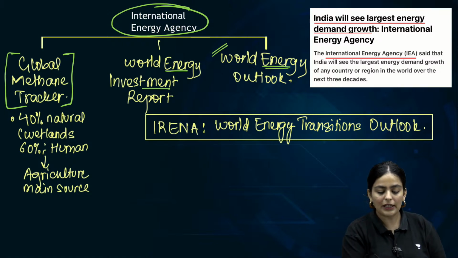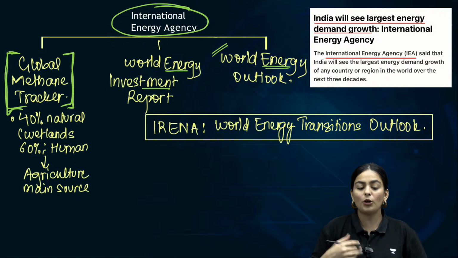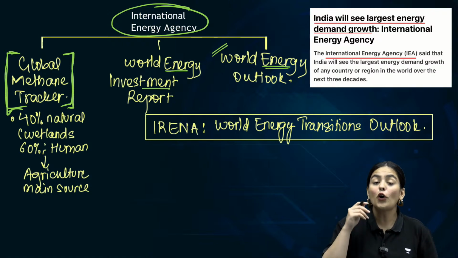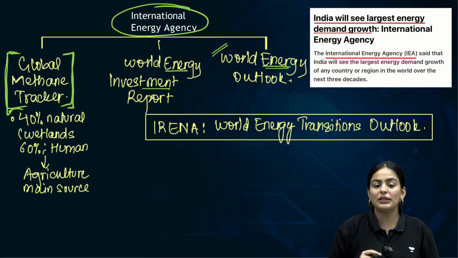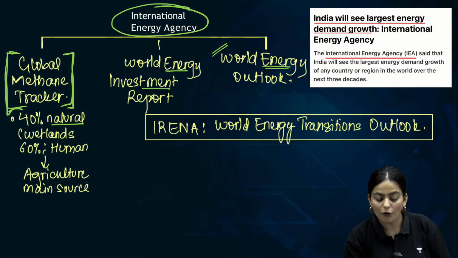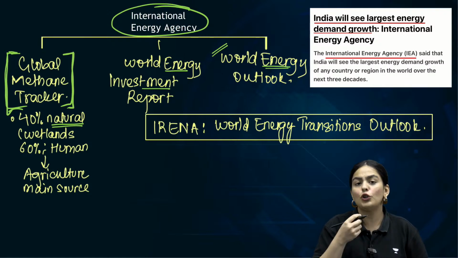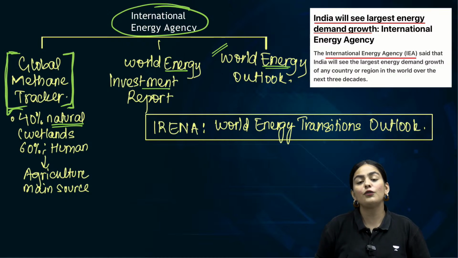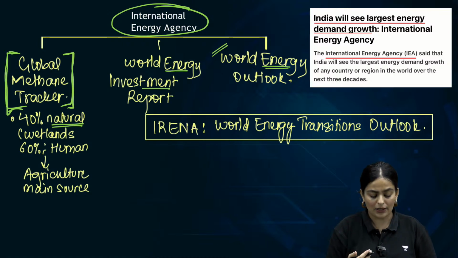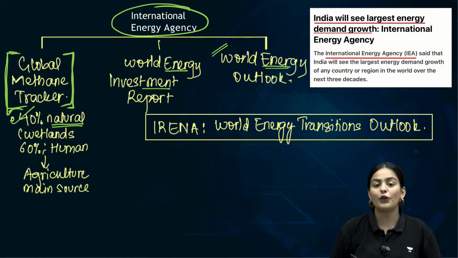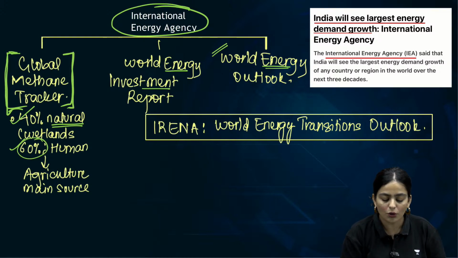So Global Methane Tracker, and in this report it was commented, this report basically specified that 40% of the methane emissions are because of natural sources. They are not because of anthropogenic or human activities, but because of natural sources, for instance, wetlands emitting methane, etc. 60% of the emissions of methane are attributed to humans.